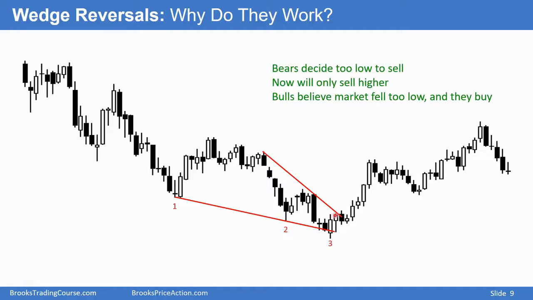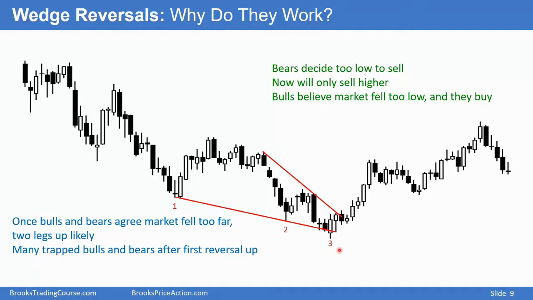The bears are deciding that this price is too low to sell. They only want to sell higher. And the bulls believe that the market fell too low and that it's a good value, and they start buying. They start buying below bars, and then they're starting to buy with stops on reversals up, confident that we've gone too far down. Both bulls and bears buy. The result is a reversal.